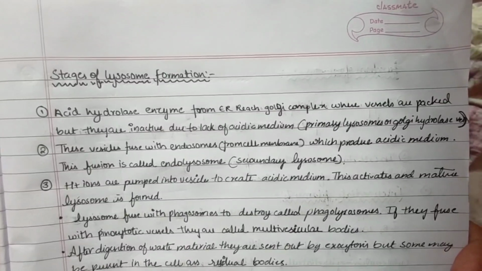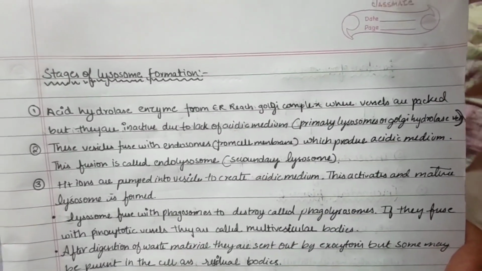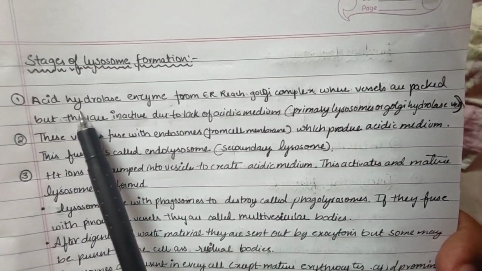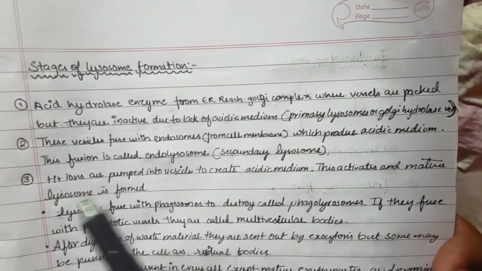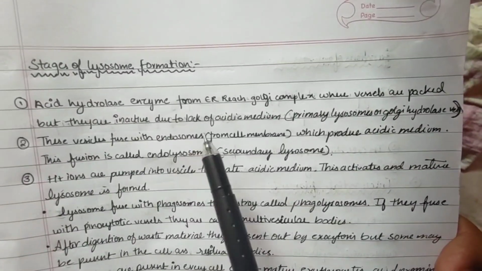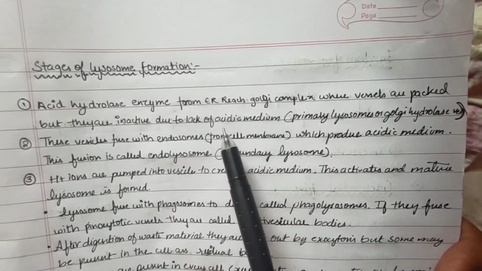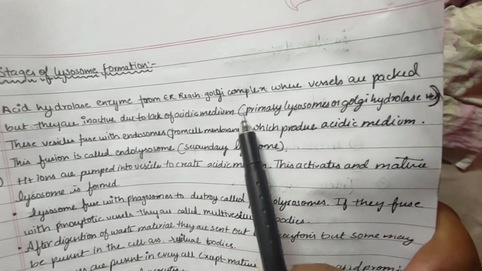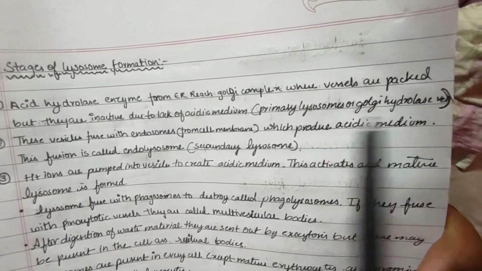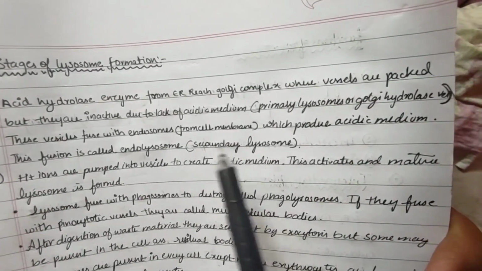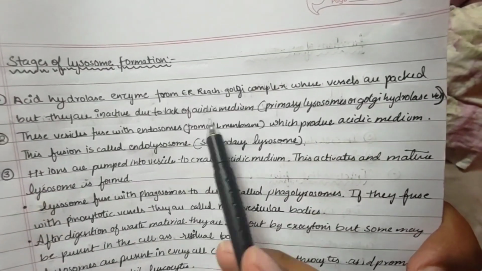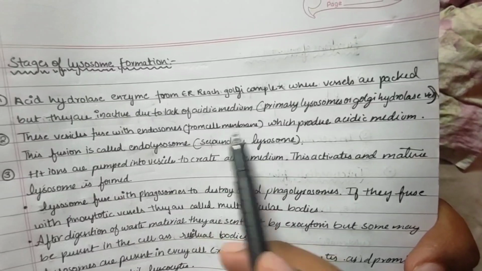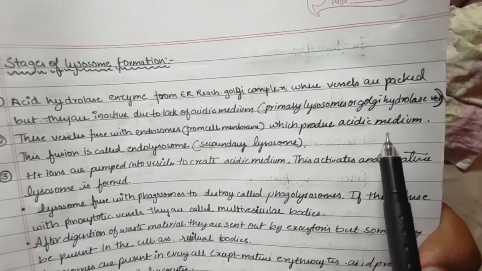Now let us know about the stages of lysosome formation. This acidic hydrolase enzyme from the ER reaches the Golgi complex, where the vesicles are packed, but they are inactive due to lack of an active acidic medium. So the first, primary lysosome or Golgi hydrolase vesicle, is here. And the secondary lysosome is formed where the vesicles fuse with endosomes. These endosomes are from the cell membrane, which produce an acidic medium.